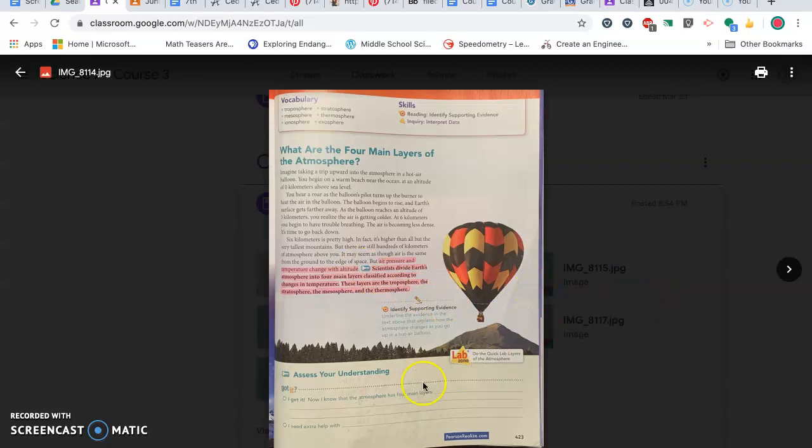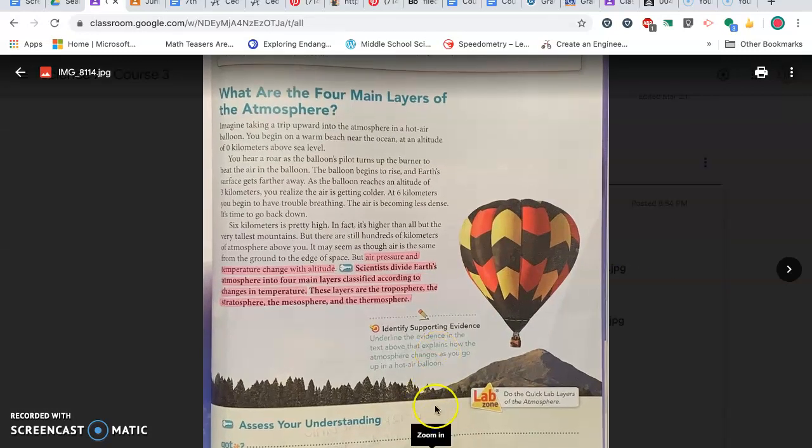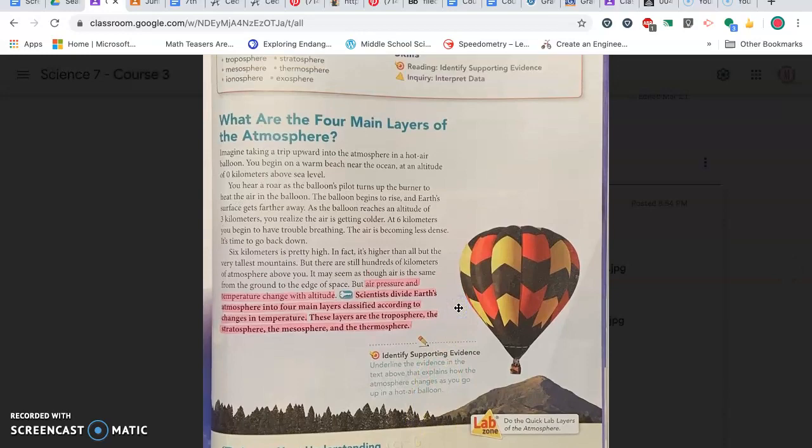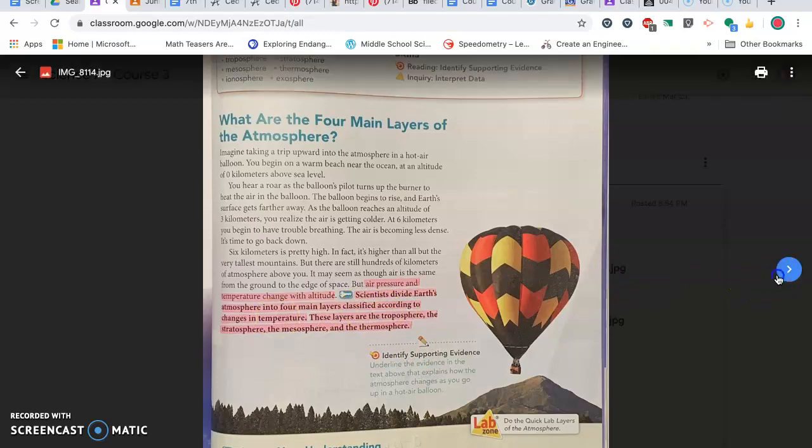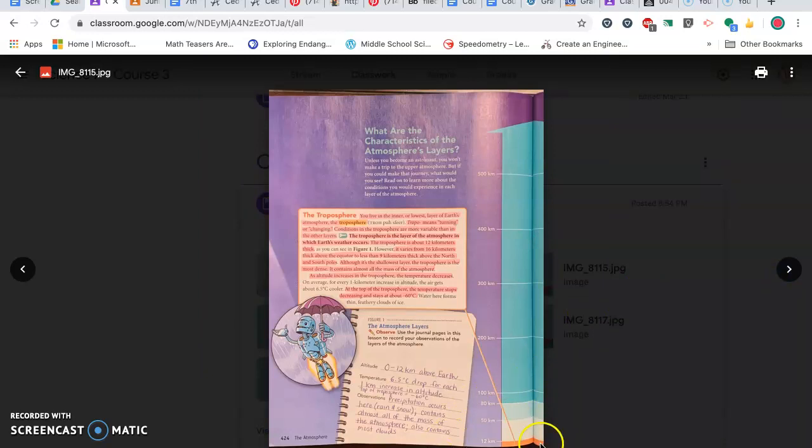All right, and it talks about a hot air balloon ride and how high you could go before you'd start to feel the changes in the atmosphere around you. But basically, there are four main layers of the atmosphere. And it says right here, these are classified according to changes in temperature. All right, so let's get to these layers. The troposphere is the first layer. And the troposphere, if you look down here at this little slice of orange, this is the troposphere. The troposphere goes from the bottom of the page, which you can think of as the surface of the Earth, up to about 12 kilometers above the Earth's surface.